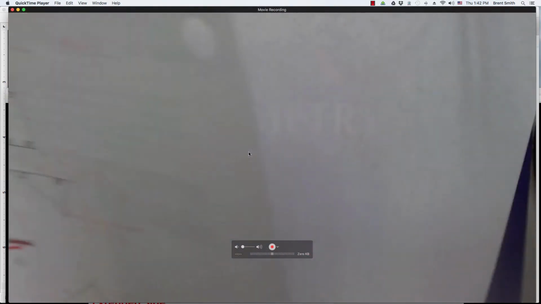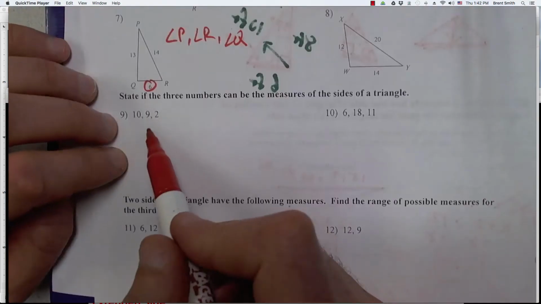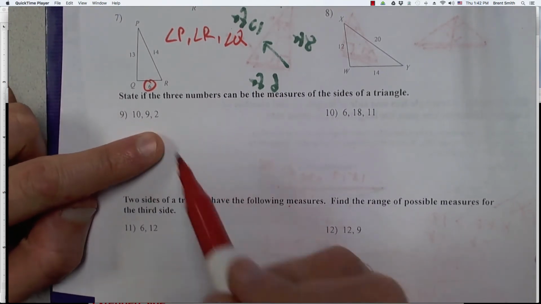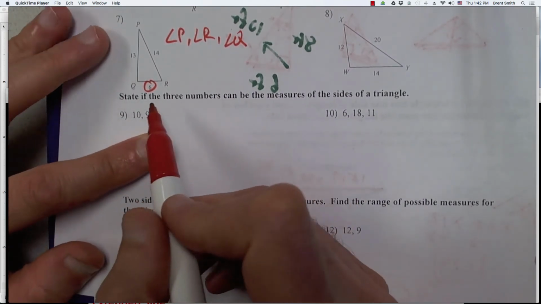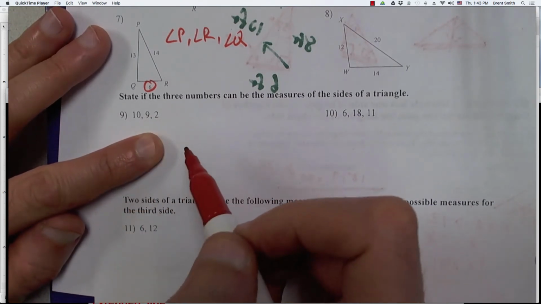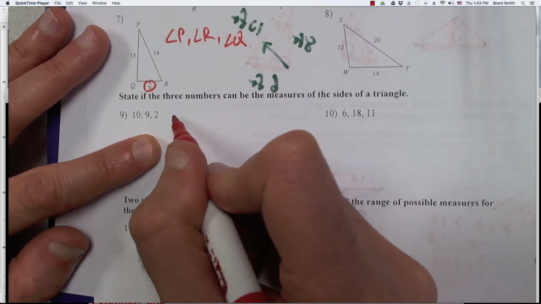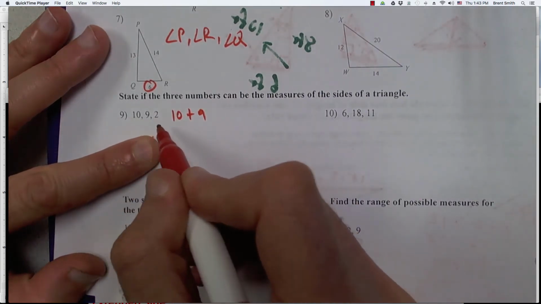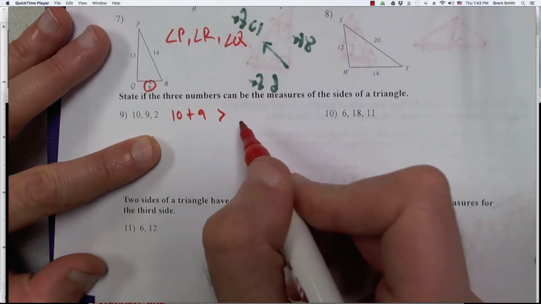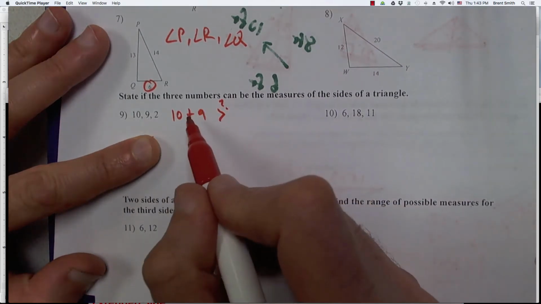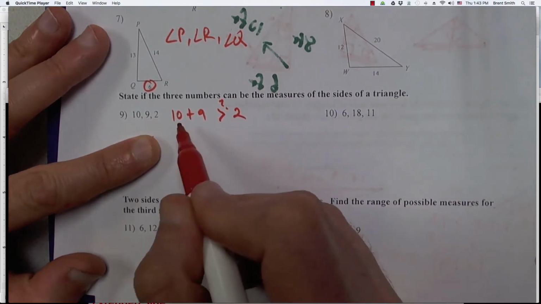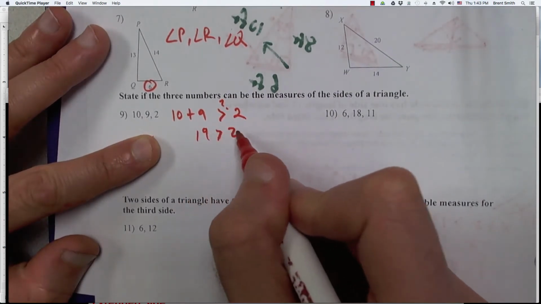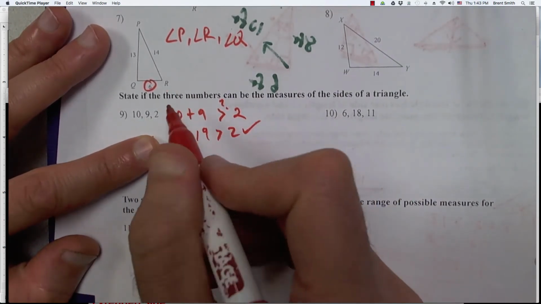So let's try one question, kind of simpler first. Can 10, 9, and 2 make a triangle? So again, we have to actually check, is each pair of two sides bigger than the third side? So just kind of pick each pair. So we could say something like this, 10 plus 9. So these two sides, are they bigger, like a greater than sign with a question mark. Is 10 plus 9 bigger than the third side, 2? Obviously 10 and 9, 19 is bigger than 2, so that works. So that passes the first test.